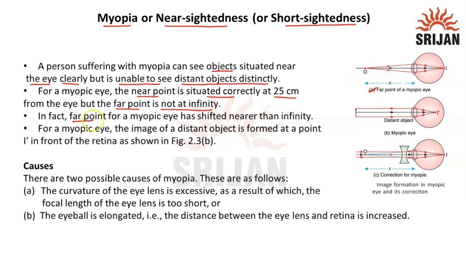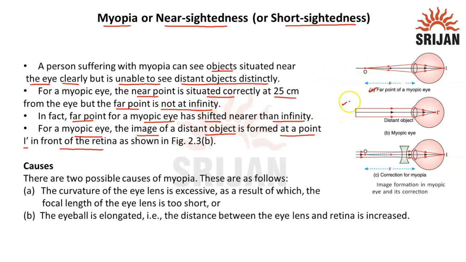In fact, the far point for a myopic eye has shifted nearer than infinity. This is what I already just explained. For a myopic eye, the image of a distant object is formed at a point I dash in front of the retina. So this is the actual case when, as I already told you, the far point has been shifted from infinity to point O.